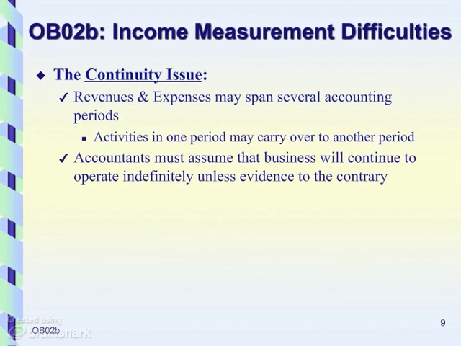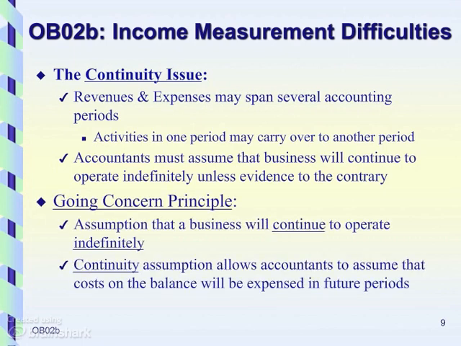Accountants must assume that a business will continue to operate indefinitely unless there is evidence to the contrary. So basically, an accountant assumes that an entity will be a going concern and that that entity will continue indefinitely unless they have reasons to believe otherwise. If a firm is not considered a going concern, financial statements may be prepared on the basis of a liquidation value of the assets rather than what their actual values should be.